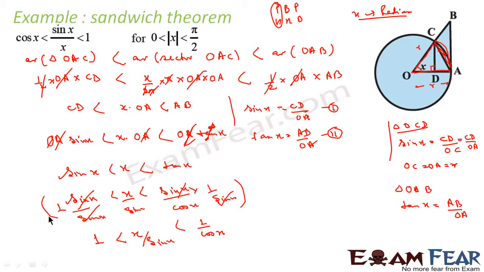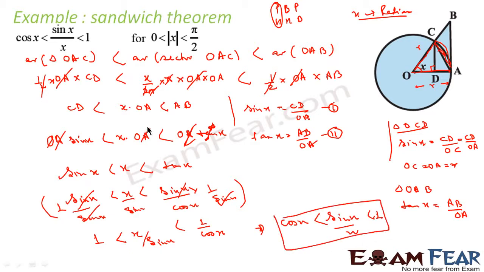Now what we'll do, we'll take a reciprocal. If we take a reciprocal, 1 by 1 by cos x becomes cos x, and the inequality flips to this side. X by sin x becomes sin x by x, and 1 by 1 is 1. Correct? This is what we have.